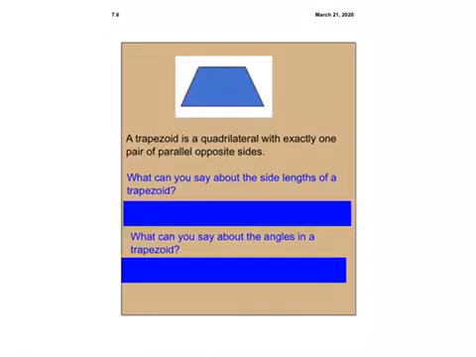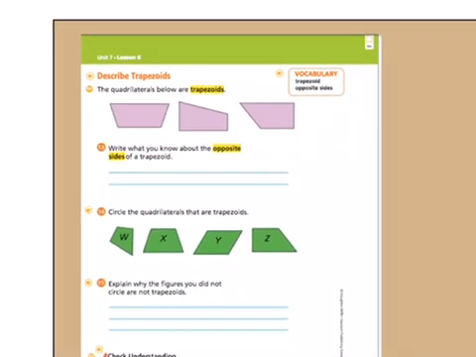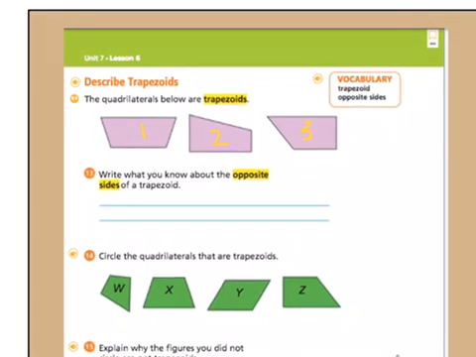Okay, moving on. So you need to know that a trapezoid is a quadrilateral, but it has 1 pair or 1 set of parallel opposite sides. So here it is, 1 set of parallel lines. So let's talk about trapezoids. The quadrilaterals below are trapezoids. So you can see the first, the second, and the third. And then it asks you, write what you know about the opposite sides of a trapezoid.